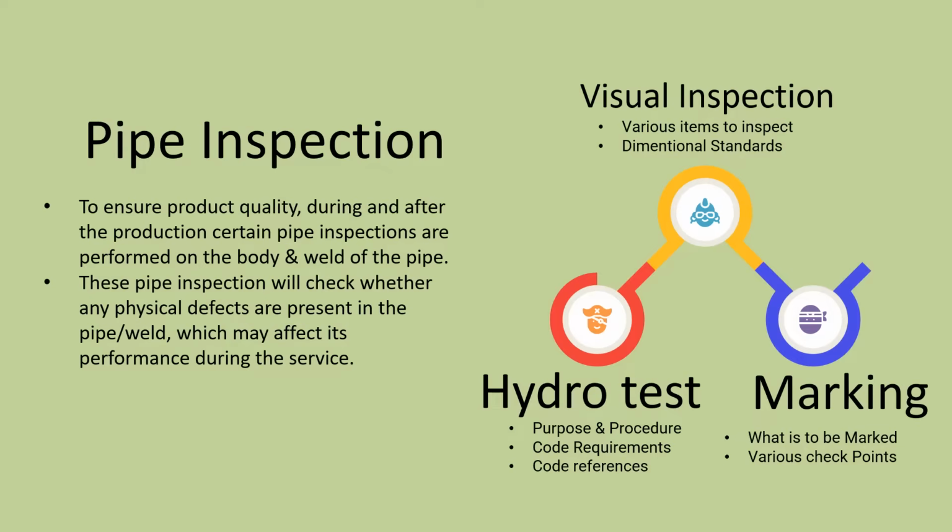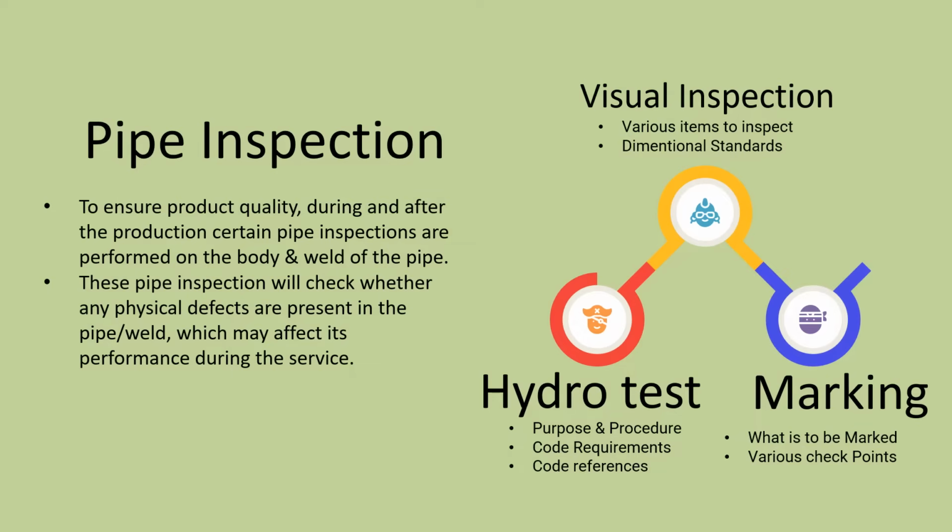The main agenda is to identify the basic defects which we can visually see, various items which need to be inspected visually. We will list them out and look into that. Then dimensional standards, again we have to check a few things visually. We'll go through this section.